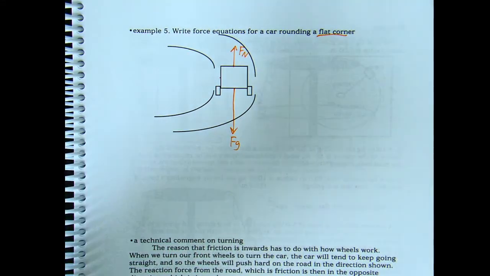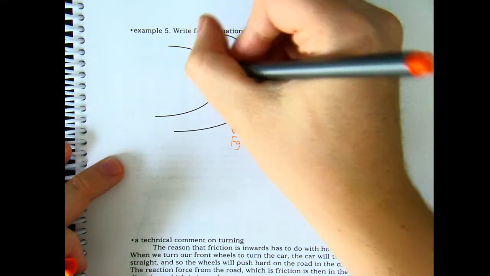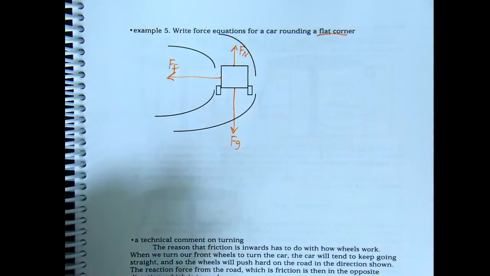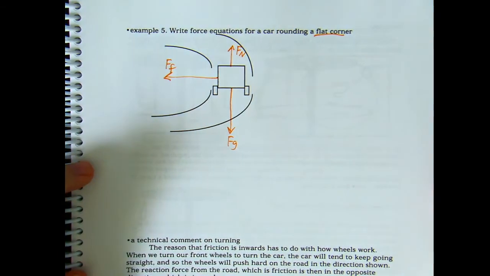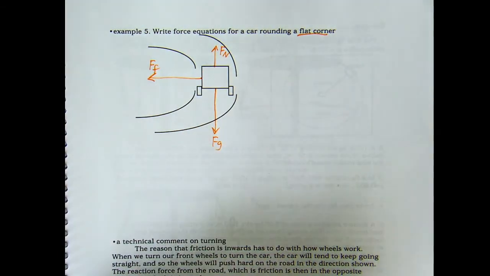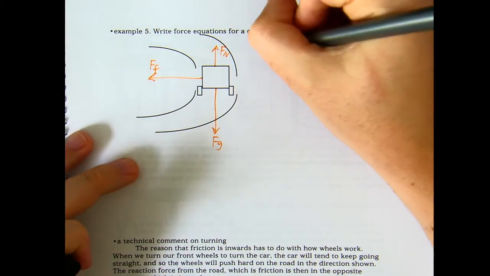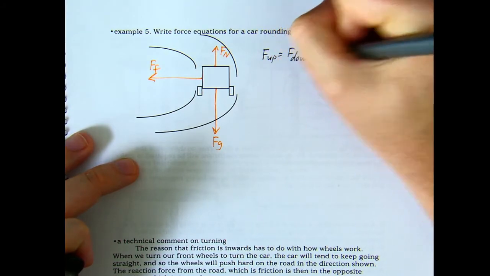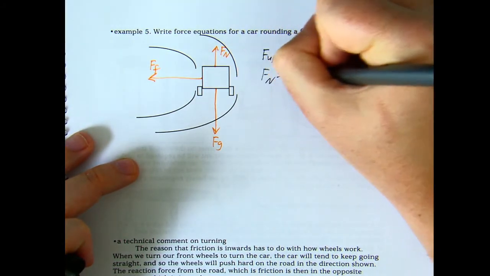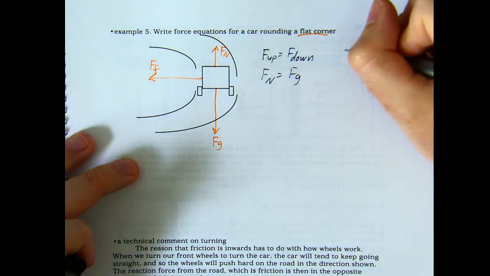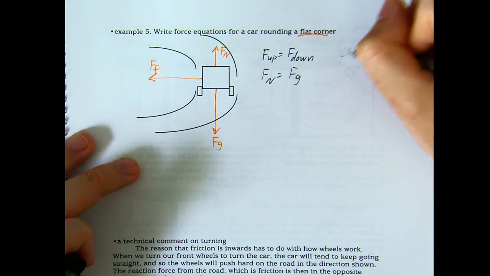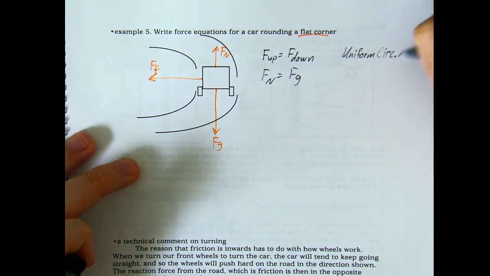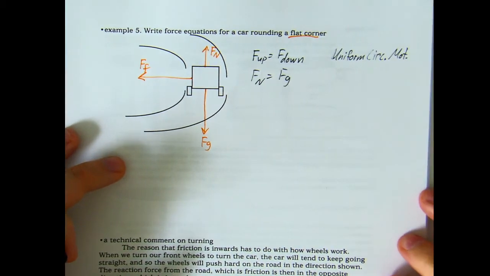And we've already established that the force that's causing a car to go around in a circle is the friction between the road surface and the tires. So I can just label that the force of friction in. So we've got a few things here. We've got my forces up equal my forces down, which means Fn equals Fg. And we also know that because we're in uniform circular motion here.